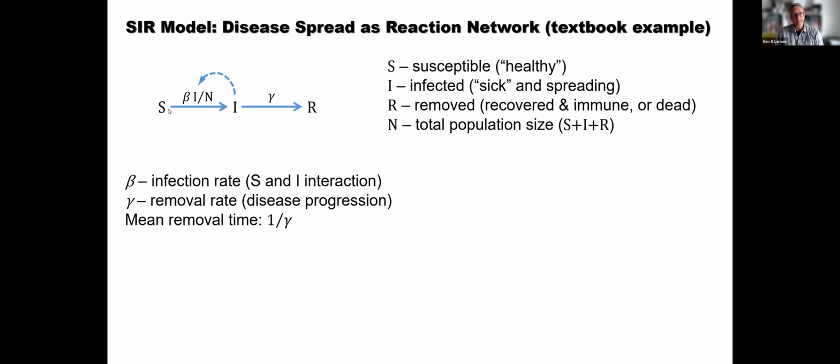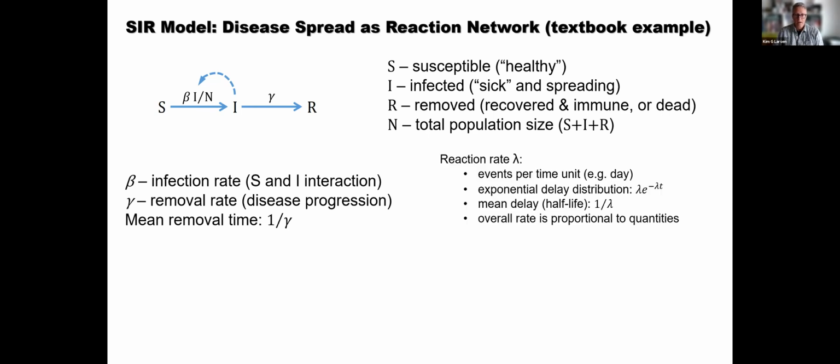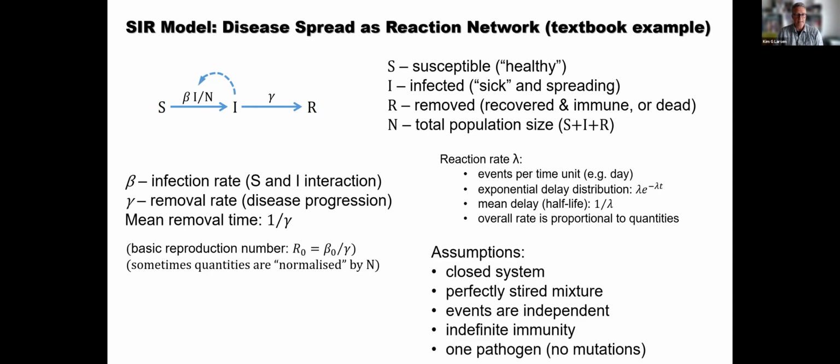And here it's important that this beta really insists that a healthy person meets an infected person, and then the actual rate by which you have people moving from the S phase to the I phase is beta, but multiplied with the proportion of infected people. This N here is the total population size.